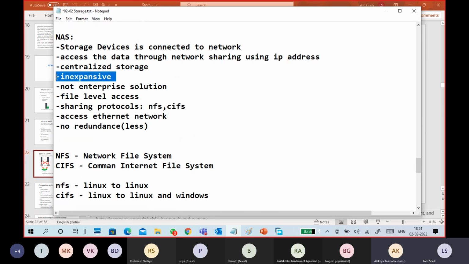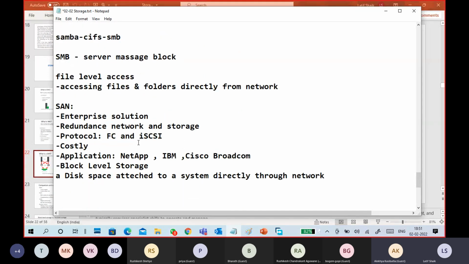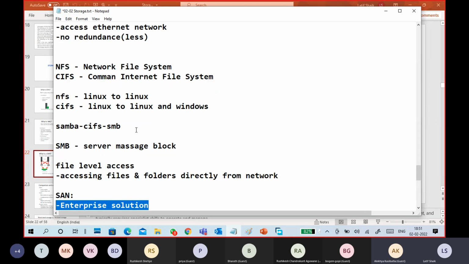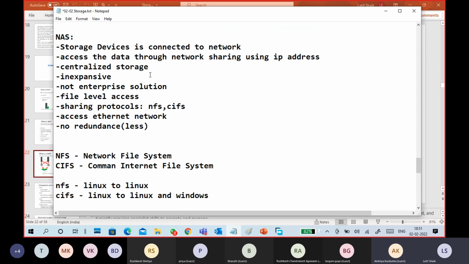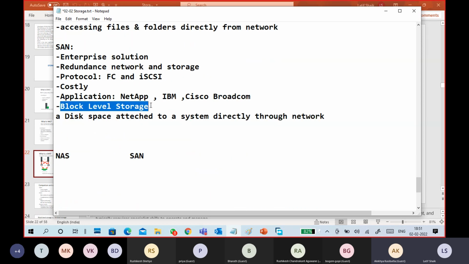NAS is less expensive. SAN is more expensive. SAN is an enterprise solution and NAS is not an enterprise solution. Both are centralized storages. NAS is file level access. SAN is block level access.